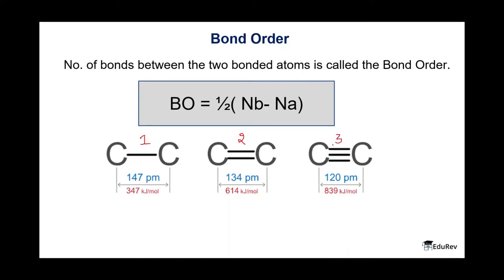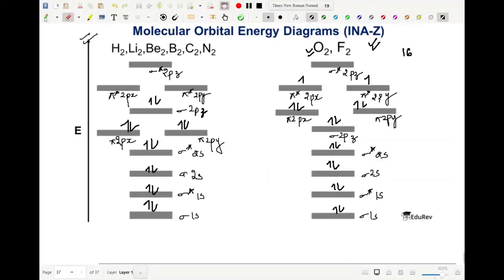The mathematical formula of bond order is half multiplied by the number of electrons in bonding molecular orbitals minus the number of electrons in anti-bonding molecular orbitals. Okay, so we'll understand how to find the bond order. To find the bond order of any molecule, we need to first fill the molecular orbital energy diagram. In case of nitrogen, we have just filled it, okay? So we'll find out the bond order here. Bond order is half multiplied by number of electrons in bonding minus number of electrons in antibonding, right?